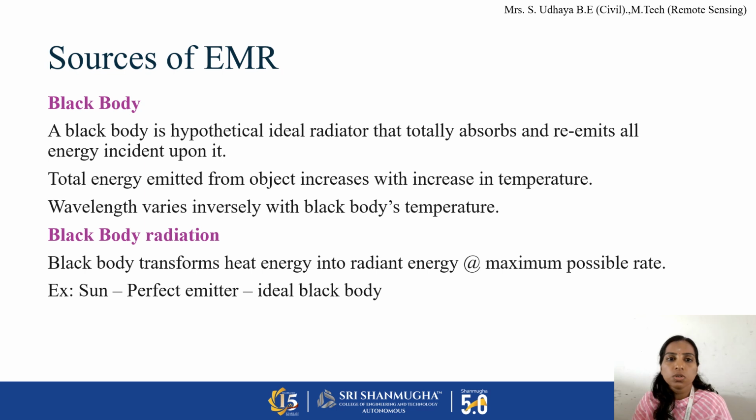Then we will discuss the sources of EMR. The main source of EMR is the black body. A black body is a hypothetical ideal radiator that totally absorbs and re-emits all energy incident upon it. The best example of a black body is the sun. The total energy emitted from an object increases with increase in temperature, and wavelength varies inversely with black body temperature, so they are inversely proportional. Next, black body radiation: a black body transforms heat energy into radiant energy at the maximum possible rate. The sun is the perfect emitter and the ideal black body.